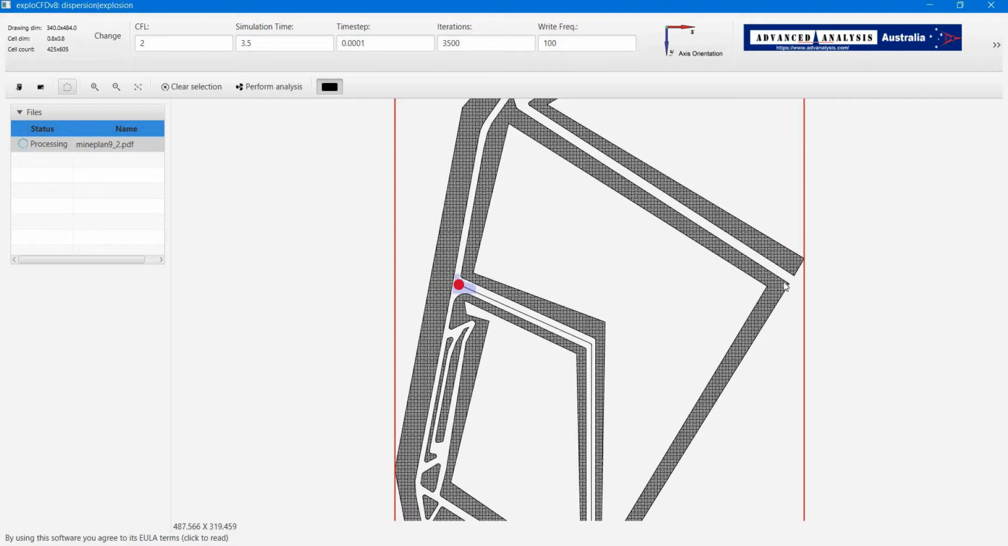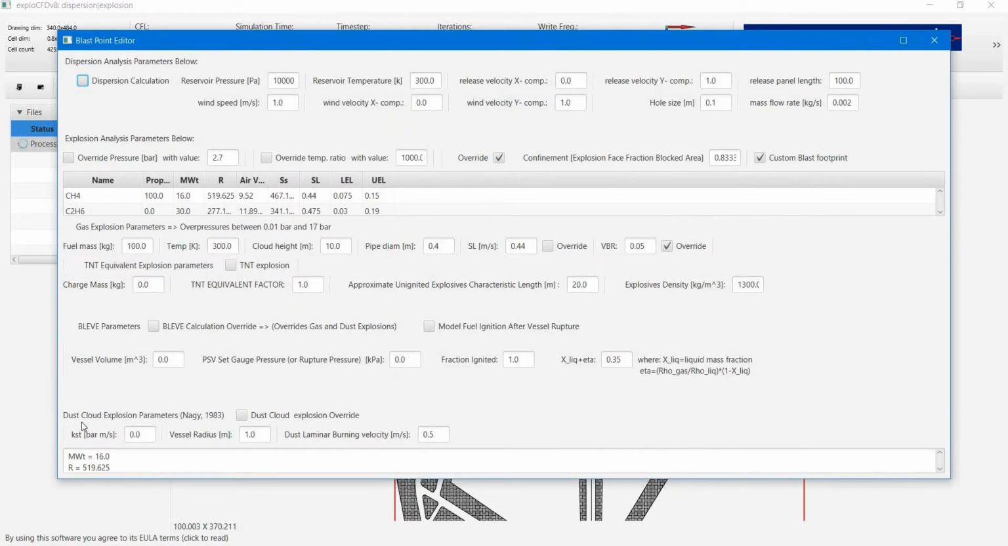Okay, so let's set up a dust explosion. We're going to set up a dust explosion in this region here. First of all, I'm going to remove the gas cloud. So just click on here, go custom, and remove it. And we'll go to a dust explosion. So just select dust explosion here.